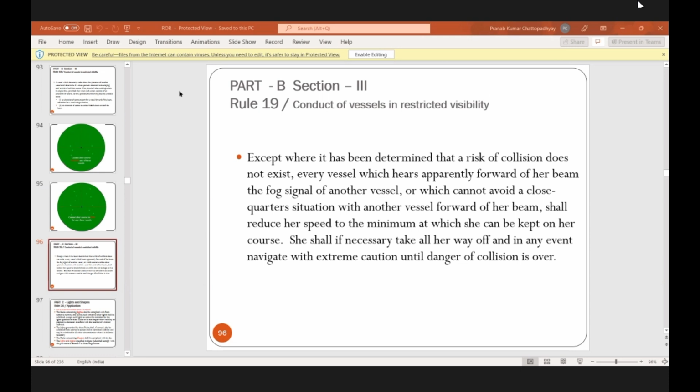Say, look, I have sent a safety message, already alerted the ships. I have taken the action according to Rule number 19. Where is my fault now? Where is my fault?